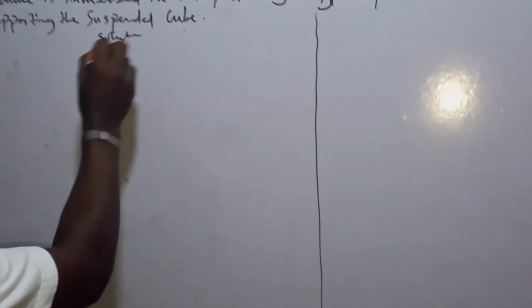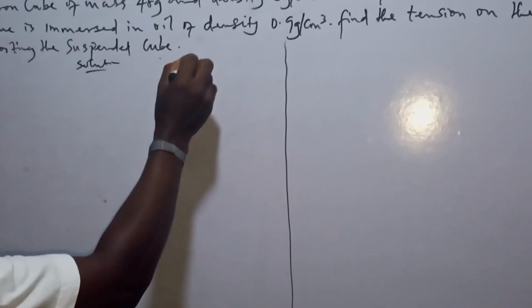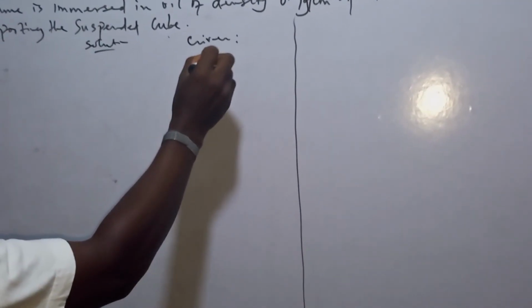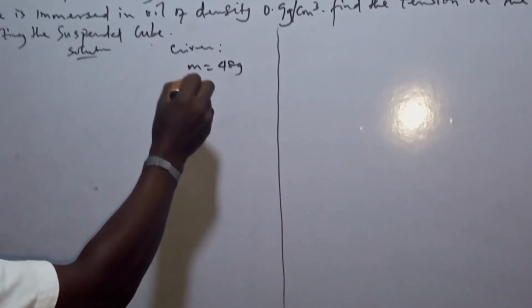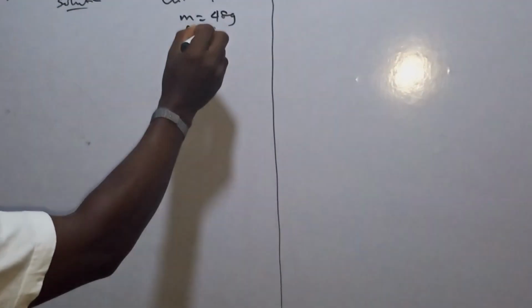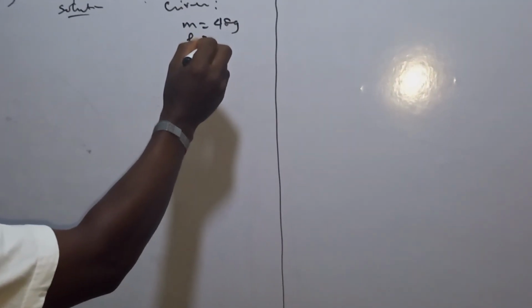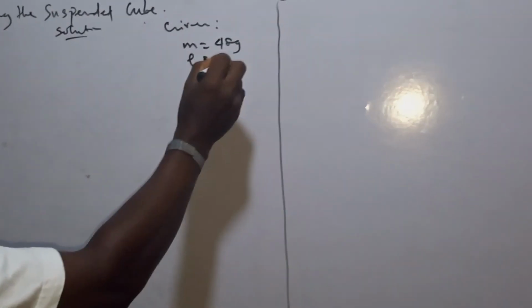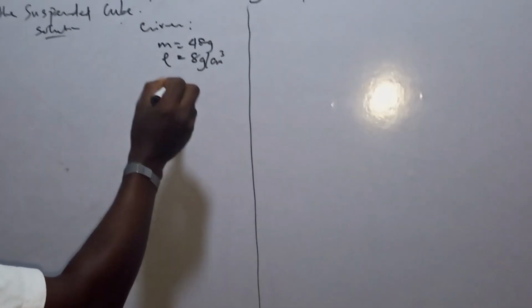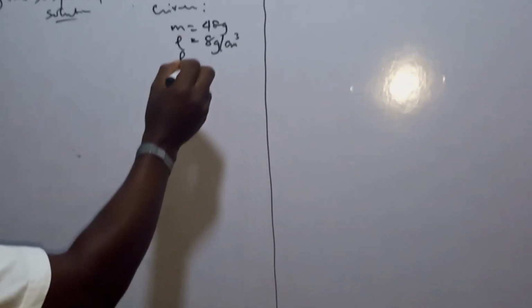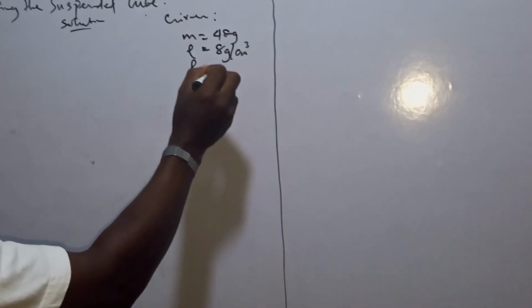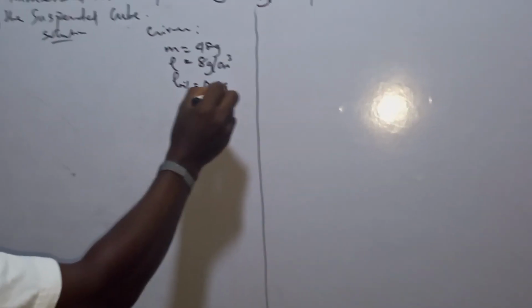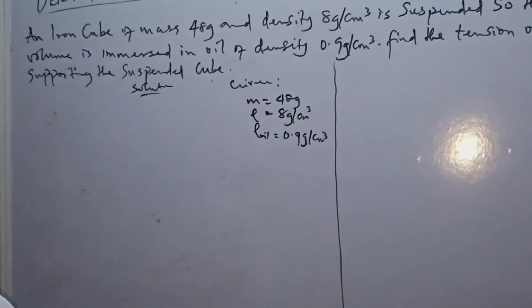Solution. As usual, write out the parameters that are given. We have mass to be 48 gram. We have density of the iron cube to be 8 gram per cm cube. We also have the density of oil to be 0.9 gram per cm cube.